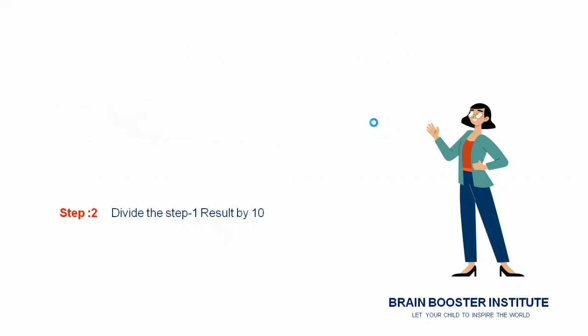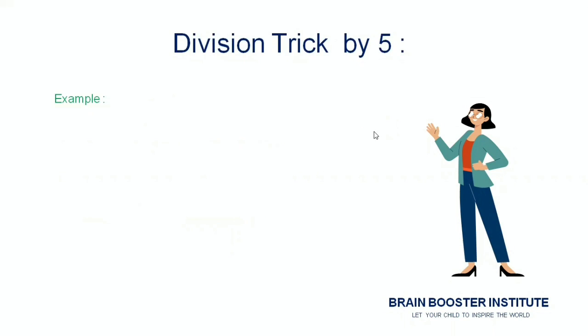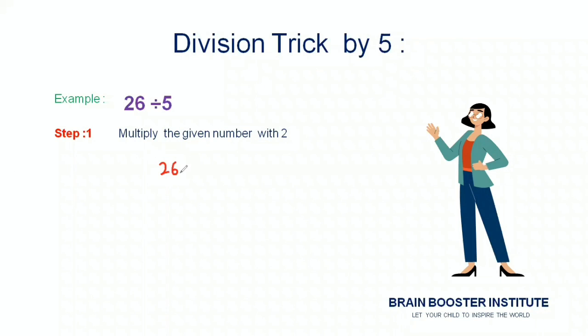So let us take one more example of a 2-digit number, my friends. 26 divided by 5. In step 1, multiply the given number by 2. The given number is 26, and 26 times 2 is 52.